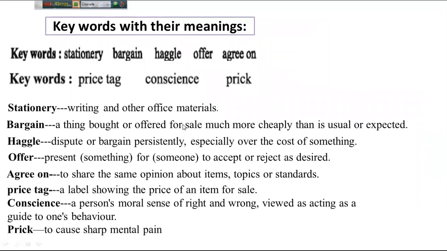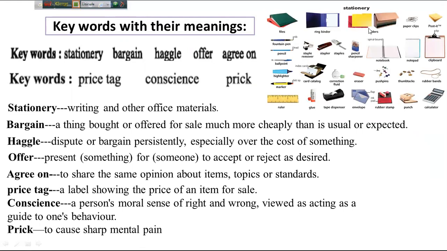Okay, all of you have a look at these words and their meanings. Stationery. Okay, all of you look here so that you can understand it easily. Stationery means writing and other office materials. And this word is a noun form. You know, pen, pencil, then ink, staples, eraser, all these things are writing, or you can say office materials, paper, etc.